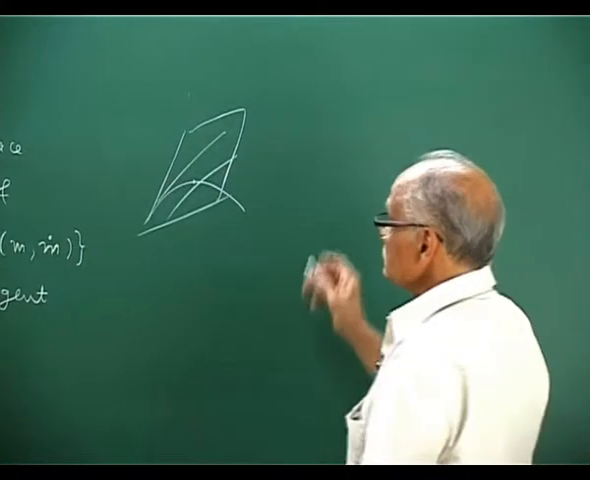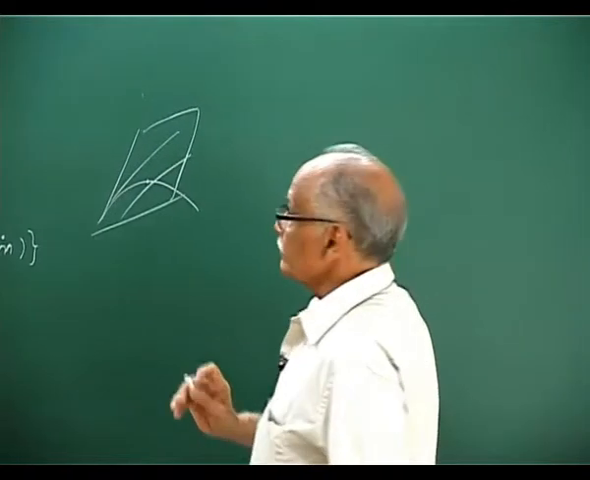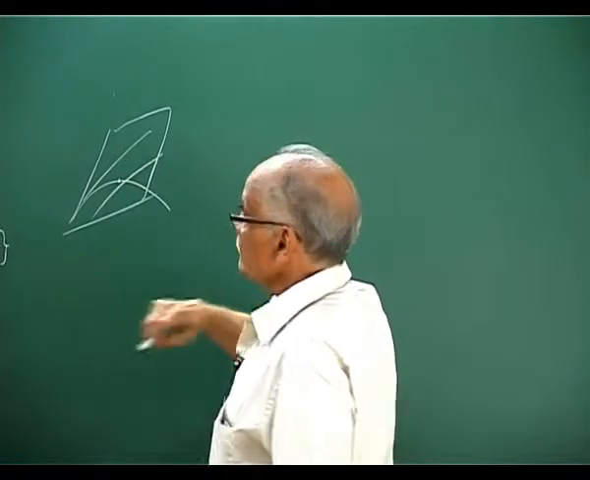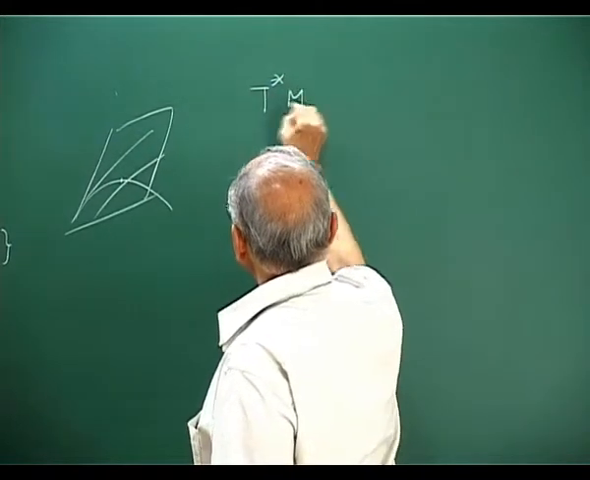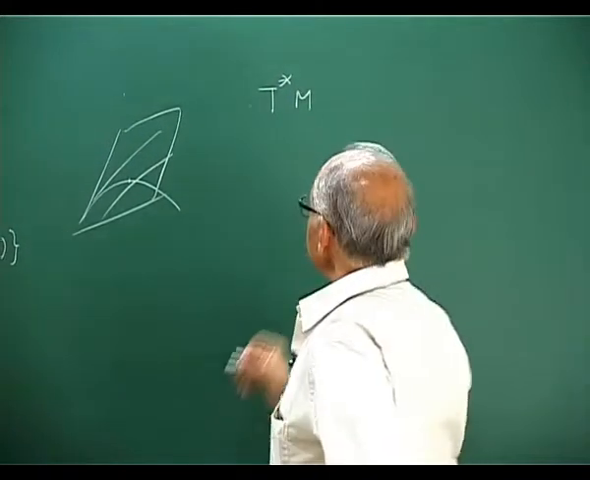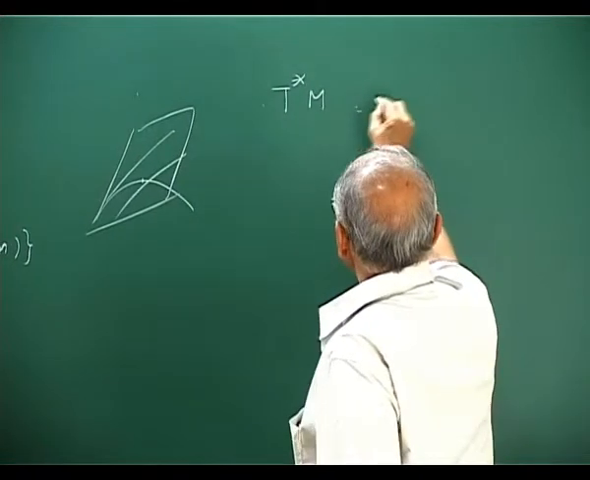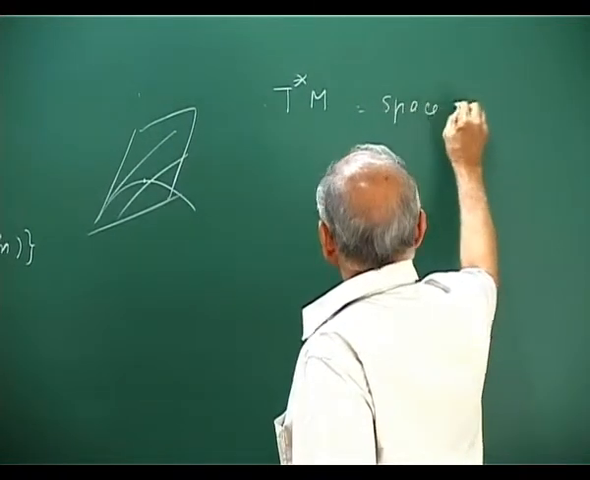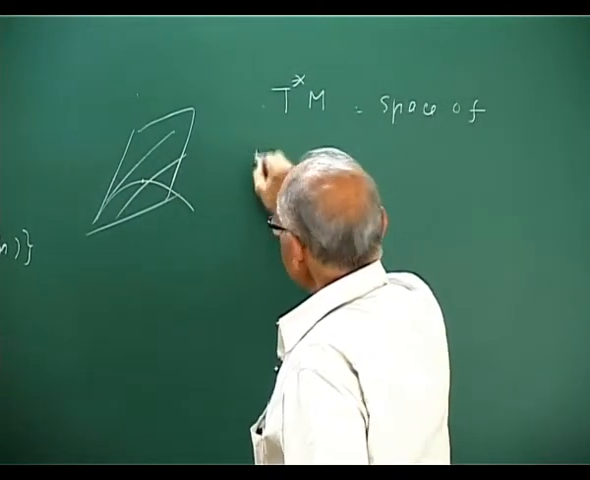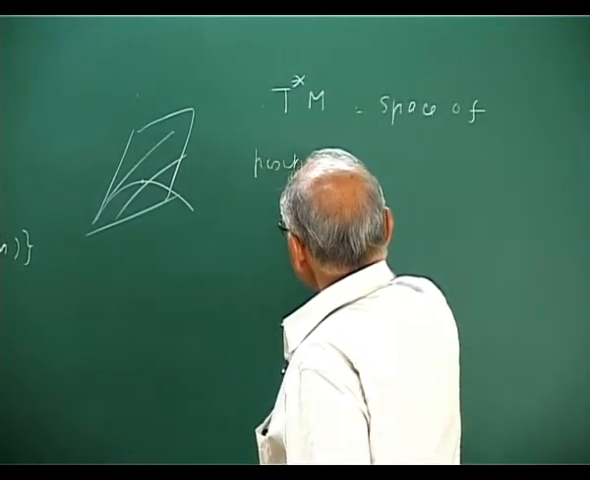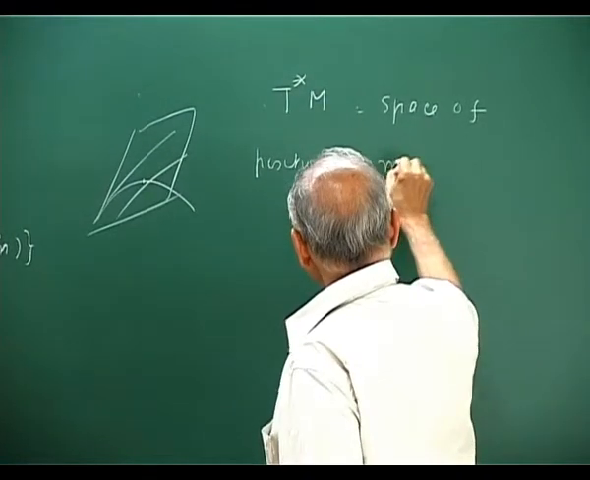The Lagrangian, let me not talk about Lagrangian. Then associated to TM, there is another space T*M, which is the space of positions and momenta in our language.